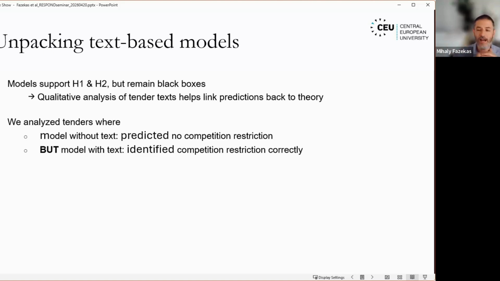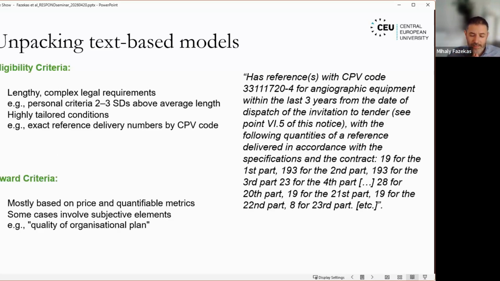So we try to understand what's happening where the text reveals the correct information, that is, there was competition restriction, whereas the red flags did not. The red flags failed. And here are some of the main conclusions. For the eligibility criteria, convoluted, very long, very complex eligibility criteria look like there is competition restriction hidden there. Nothing surprising, but it's great that the model has found it. What is more interesting is the highly tailored criteria, which would be very hard to uncover just by reading. But the model very nicely found these cases, and I really like this.